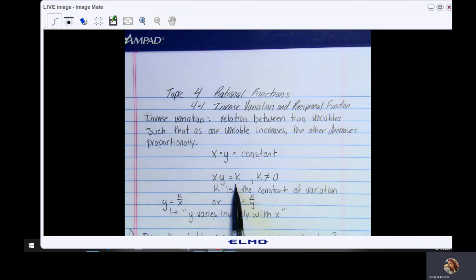Here's our formula for k. K is the constant. We call that the constant of variation. So x times y equals k. K cannot equal 0. And here are our equations. We read this as y varies inversely with x, or x varies inversely with y.